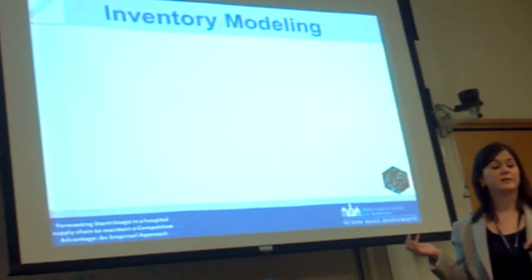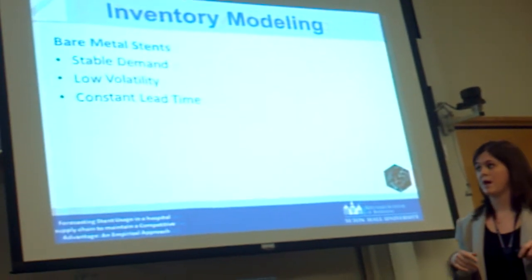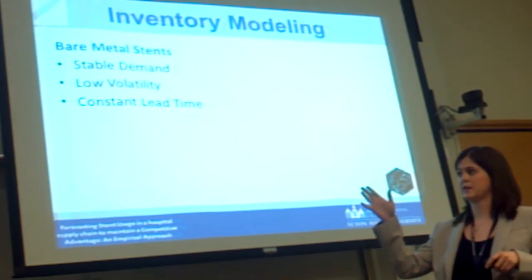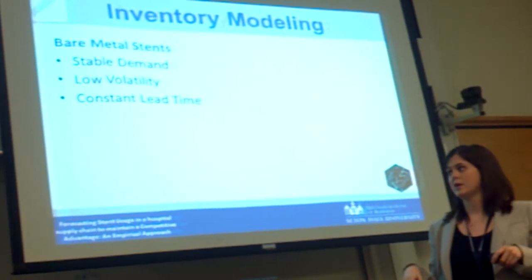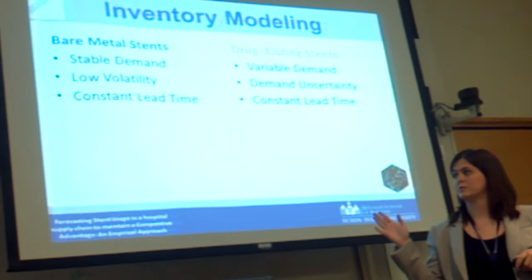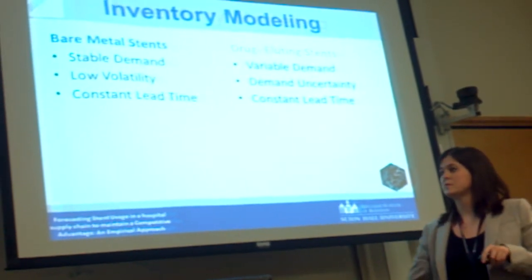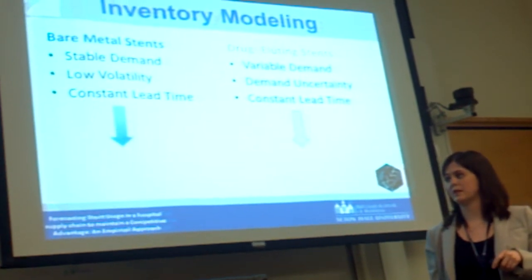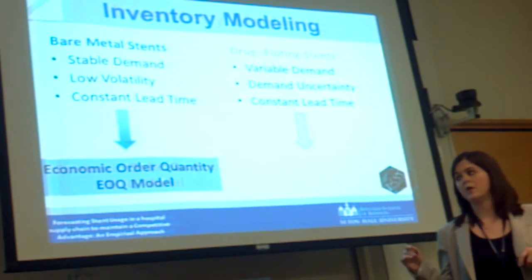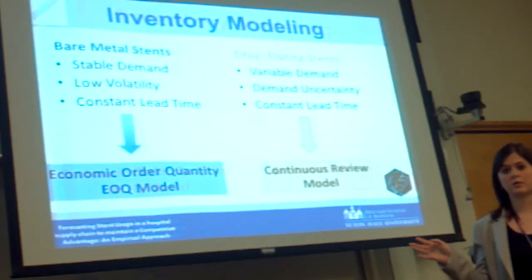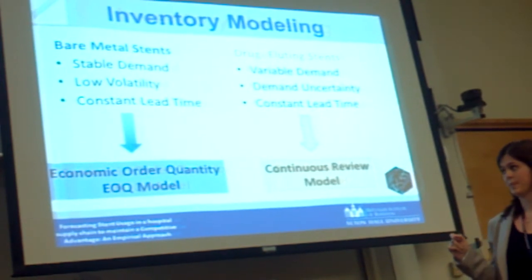Okay, so on to our second topic. This is our inventory modeling. So we took the bare metal stents, where you can see a stable demand, low volatility, and a constant lead time, compared to the drug-eluting, which has variable demand, uncertainty, but also a constant lead time. So this would lead us, on first observation of the data, to use an economic order quantity model for the bare metal stents versus a continuous review model for the drug-eluting stents for inventory modeling purposes.